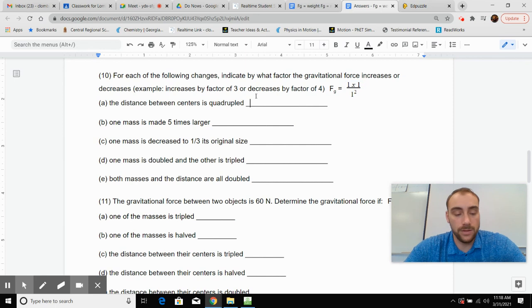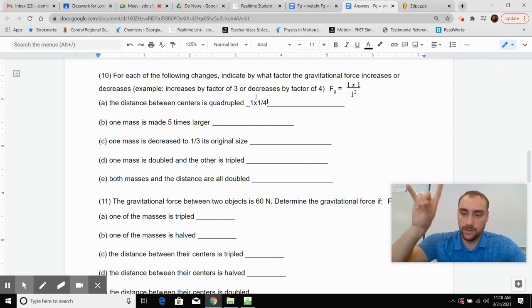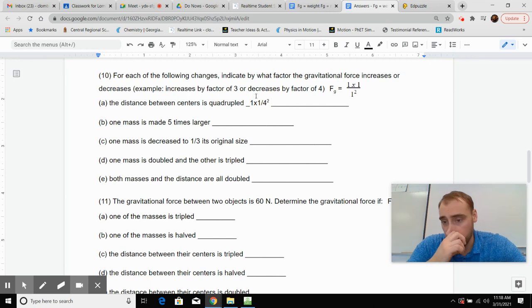So I'm just going to do this. I'm going to do 1 times 1 divided by, what was D now? They wanted it to be 4. Control period, if you forgot how to do the square thing. Control period gives you the exponent function, and then control period again. That's if you're working on a Google Doc. So 1 times 1 up top is 1, and 4 squared on the bottom is 16. So it'd be 1/16 F sub G, of the original force.